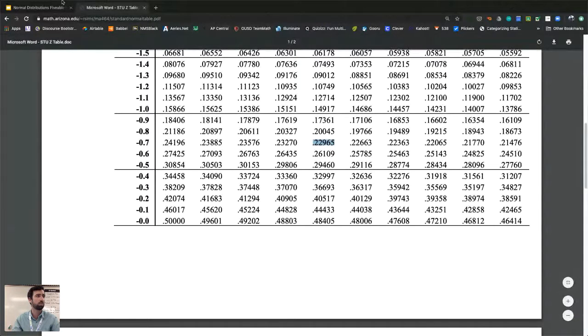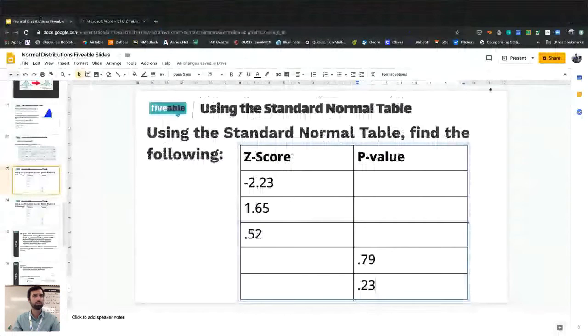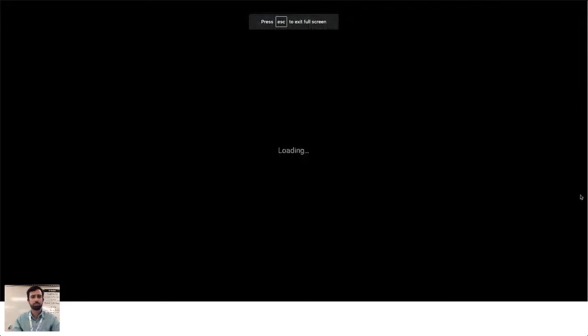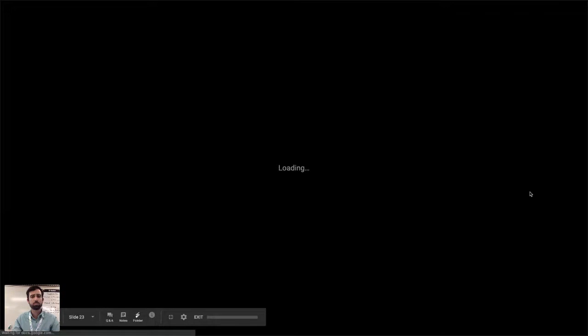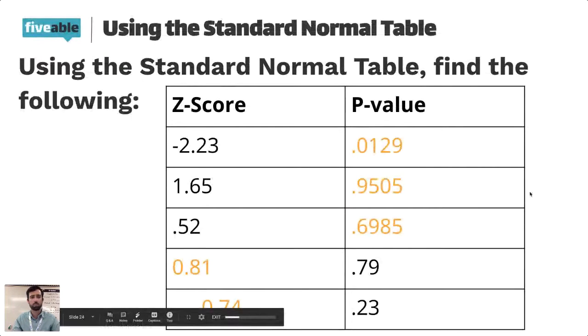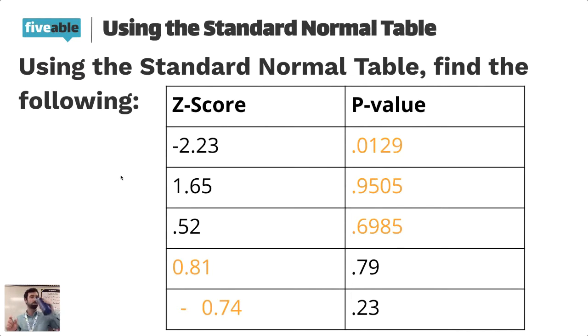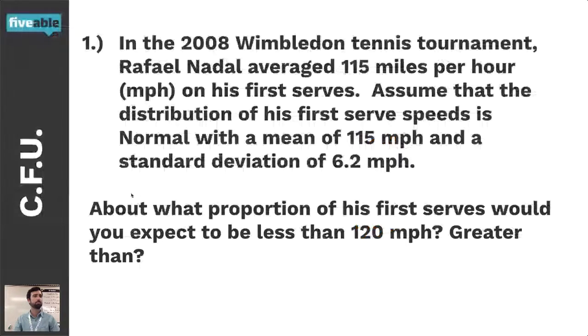0.74. Let's check our answers. There we go. Looks good. So that's how you go from z-score to p-value and back and forth. All right, let's try some examples.